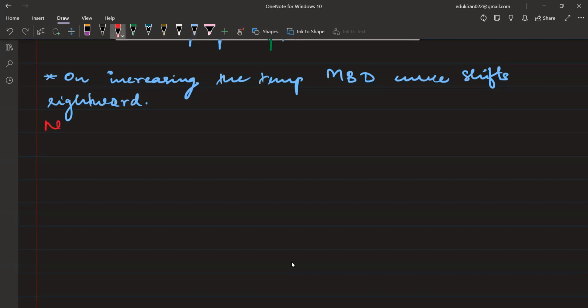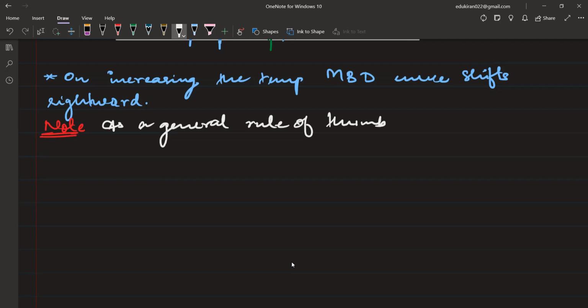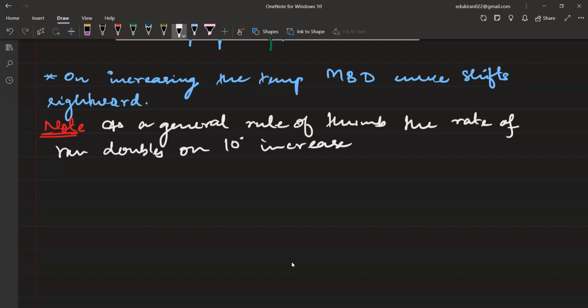Write a note. As a general rule of thumb, the rate of reaction doubles on a 10-degree increase in temperature.